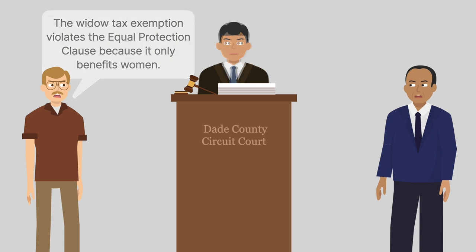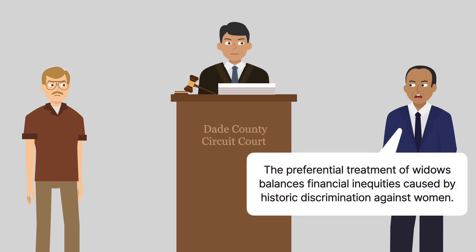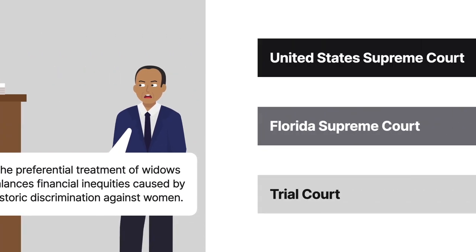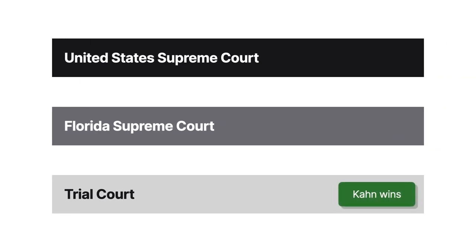Florida argued that the preferential treatment of widows was justified because it helped to balance financial inequities caused by historic economic discrimination against women. The trial court found the law unconstitutional, but the Florida Supreme Court reversed. Kahn then appealed to the United States Supreme Court.